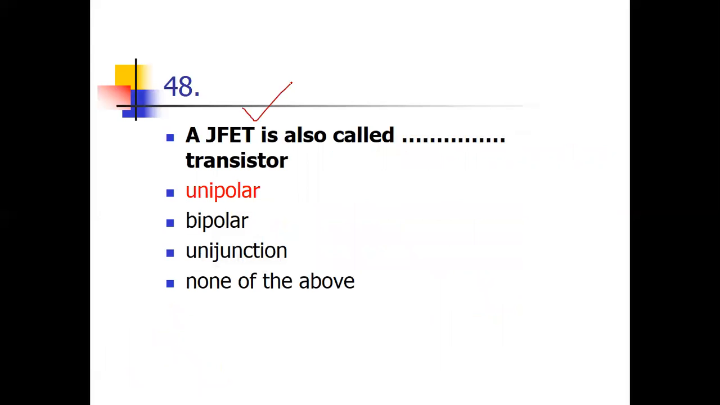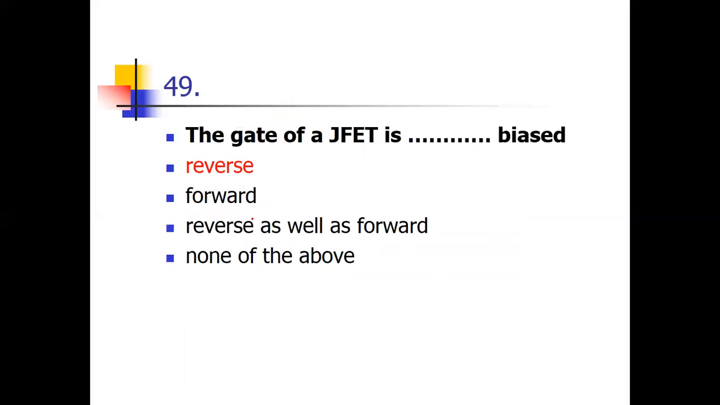FET is a unipolar device. What do you mean by unipolar? It means whatever the current conduction is, that is controlled by either electrons or holes. But in BJT, the conduction is done by both electrons and holes. So FET is a unipolar device.